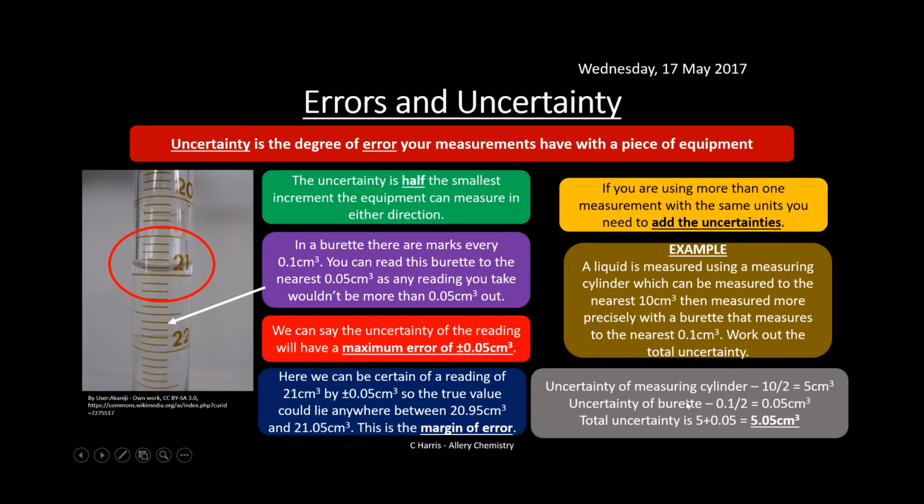It's pretty straightforward. Obviously, to work out the uncertainty, you just divide by the smallest increments that you can read to.